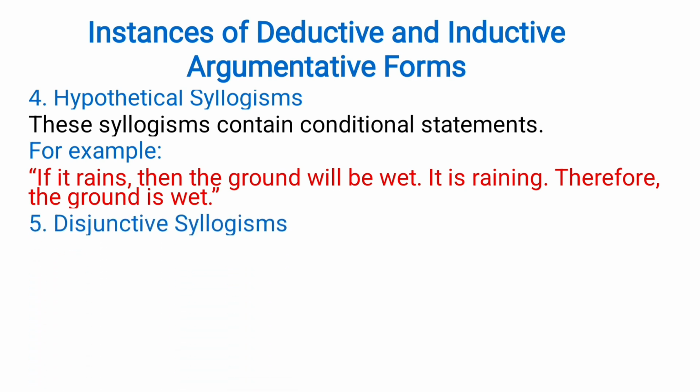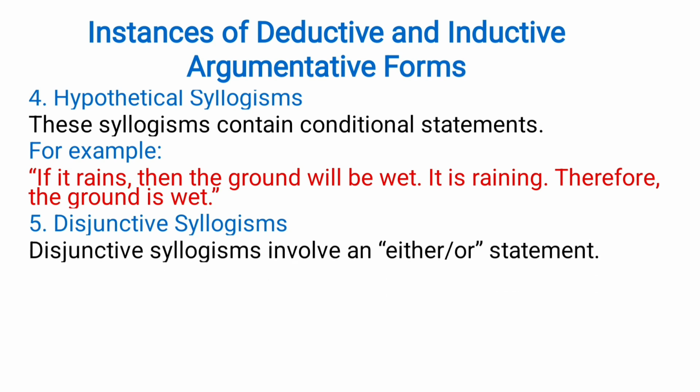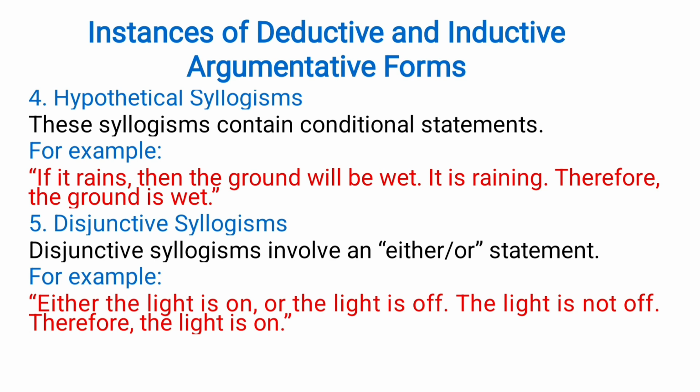And the last typical kind of deductive argument is disjunctive syllogism. Disjunctive syllogism involves an either-or statement within the argument. Let's consider this example. Either the light is on or the light is off. The light is not off, therefore the light is on. Here again, if our premises are true in this example, the conclusion must also be true. That's why I said that this is a deductive argument.